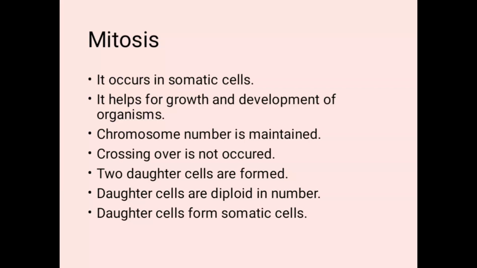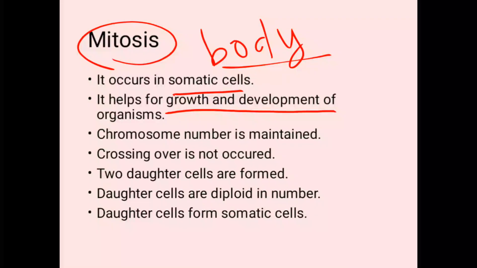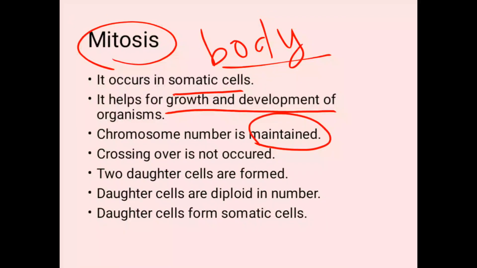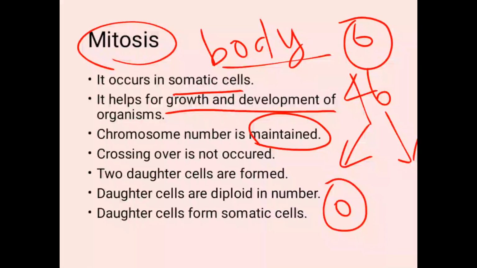So first one, mitosis. Mitosis mostly happens in the somatic cells. Somatic cells refer to body cells. If you get any injury in your hand, leg or face, this mitotic division will occur. It is the only cell division responsible for growth and development in organisms. Here the chromosome number is maintained. For example, the cell has 46 chromosomes. It divides into two daughter cells. These two daughter cells also have 46 chromosomes.